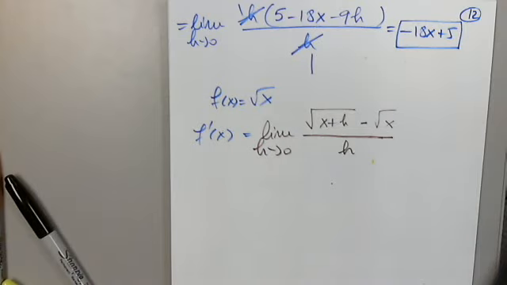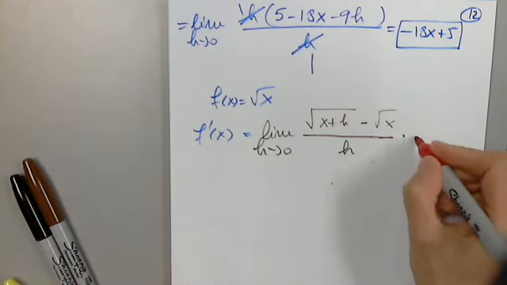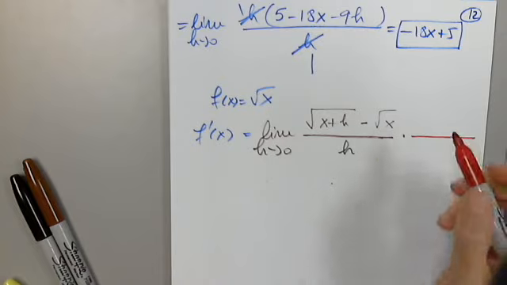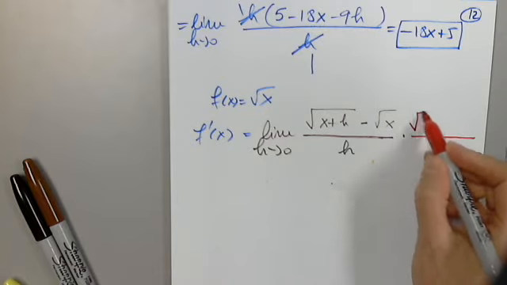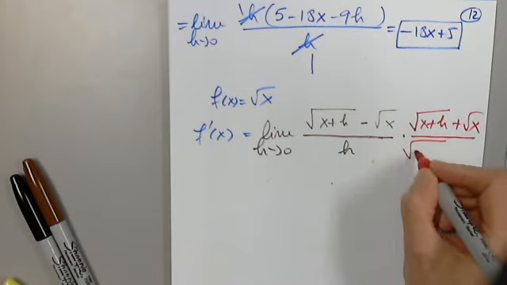From everything we studied up until now, what will you do? Of course, it's 0 over 0. So what will you do? What is the only way? Yes, rationalize the numerator. What will you rationalize the numerator by? Very good.